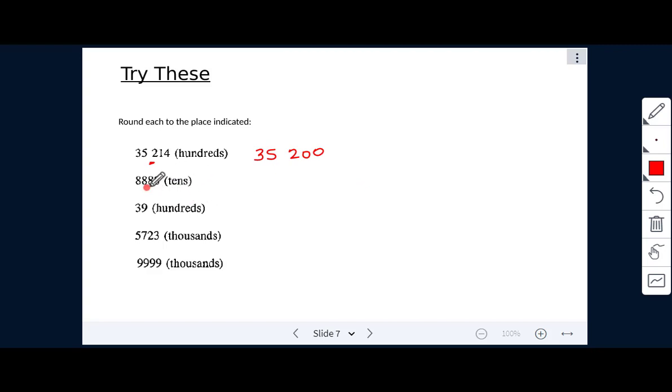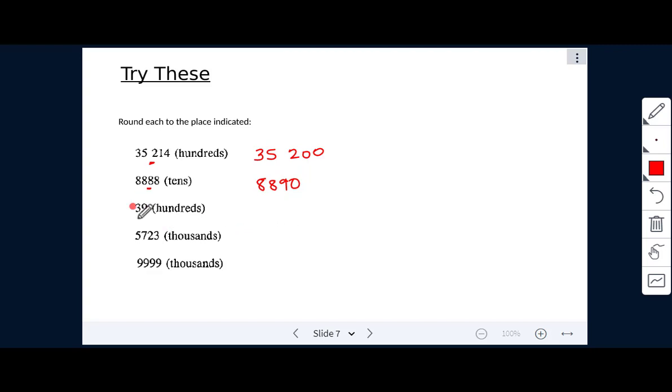All right, next, 8,888. We're rounding to tens. There's our tens place. We have an 8 there. Look to the right. We have another 8. So that means we have to increase our 8 by 1. So that becomes 8,890.